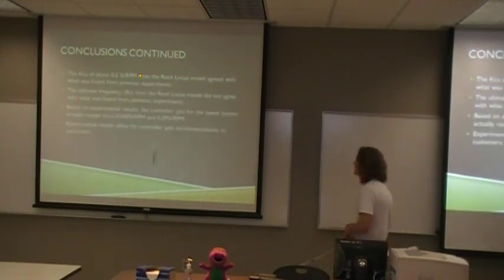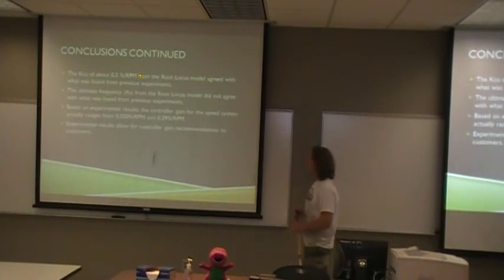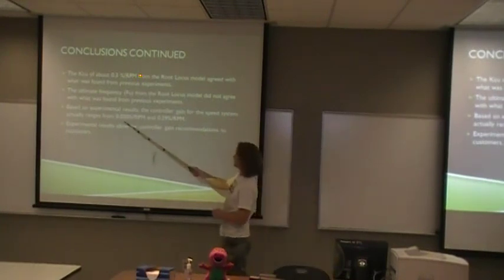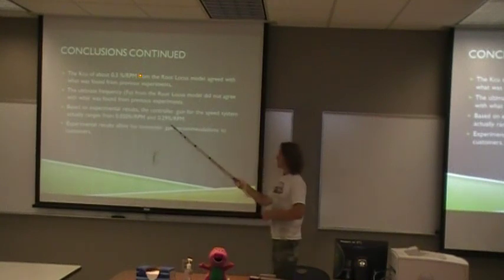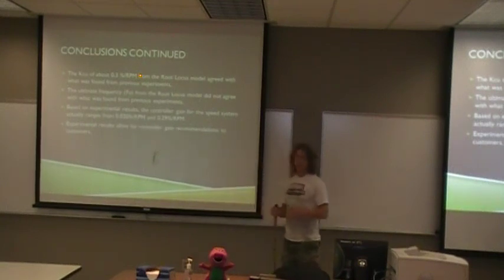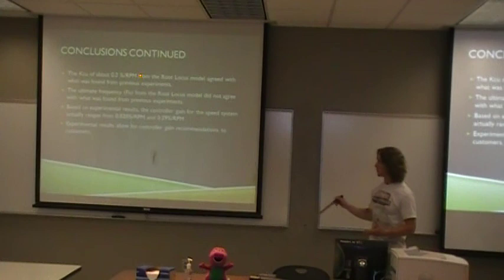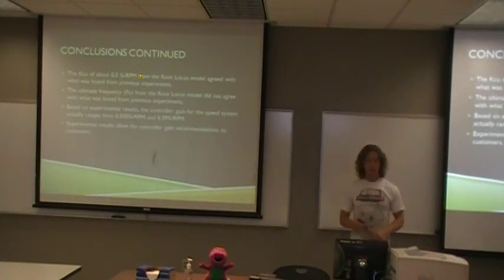The KCU from the root locus agreed with what we found from the previous experiments, but the ultimate frequency did not. So based on the experimental results, our gain ranges from 0.02% per RPM to 0.29% per RPM. And knowing how our system actually operates, we can make recommendations to the customers. It's not a one-size-fits-all between quarter, tenth, and 500. So based on what they want, whether they value a lower offset or a faster response time, we can make recommendations based on what they want.